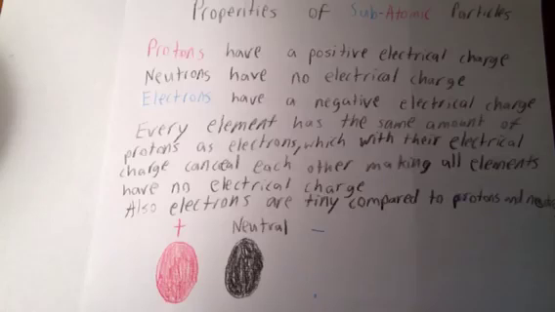Also, even though diagrams make it look like protons, neutrons, and electrons are the same size, they're not. Protons are roughly 1,800 times bigger than electrons.